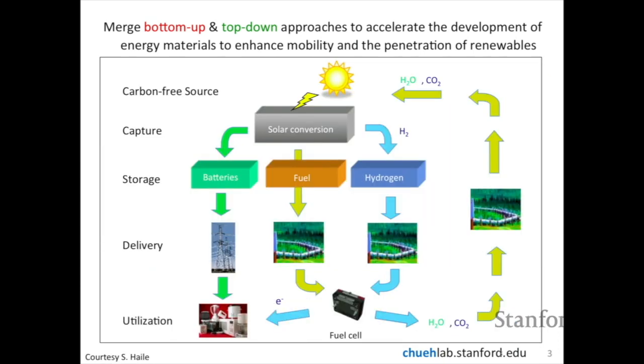Just to give a context of the type of problems we work on, this is just one example of a carbon neutral energy cycle, starting with sun. You can start with wind, geothermal, and so forth, and ending all the way to utilization in terms of electricity. And you can see that there are many steps involved, for example, in the capture through solar cell, photoelectrochemical devices, storage in terms of batteries, fuel cells, hydrogen, delivery, and ultimately utilization, and how do you close the loop by converting the product back again.